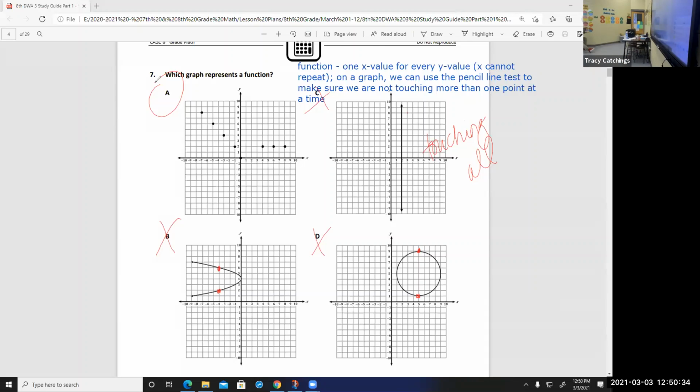So that's just how simple that question is. Hold that pencil up and make sure I don't touch more than 1 point at one time. Any questions about a function? Now we said that we have to at least try to get a few points. Y'all got it?